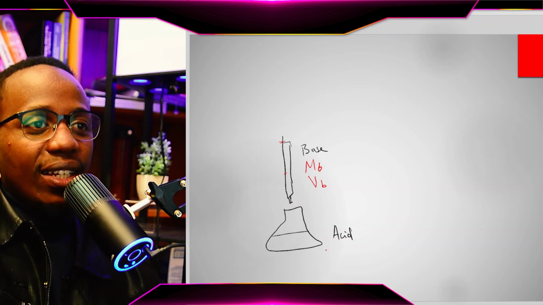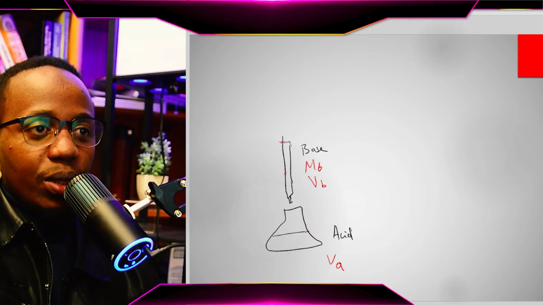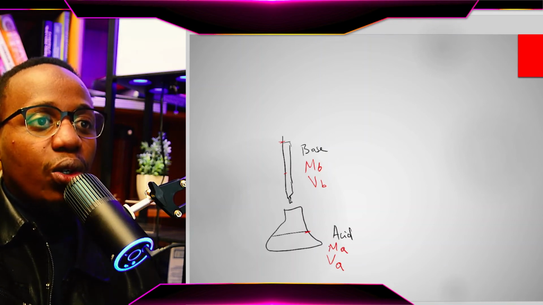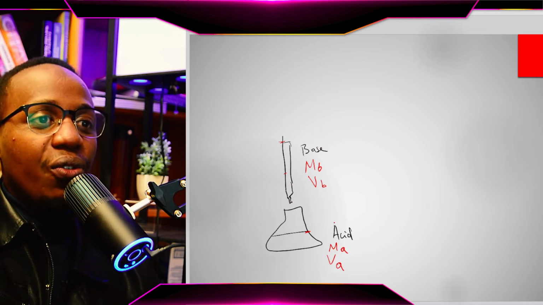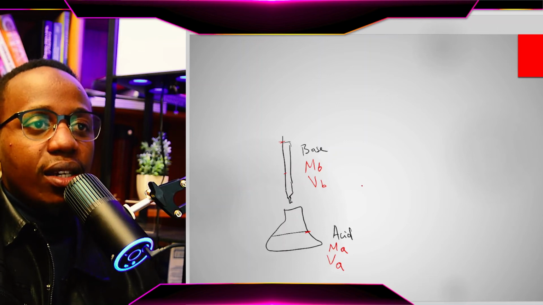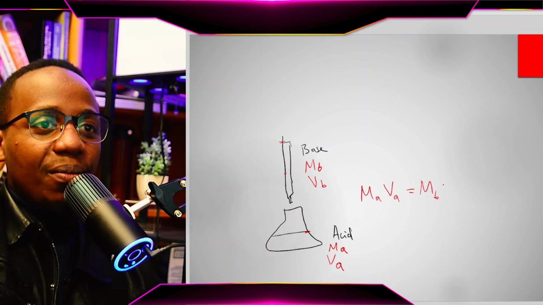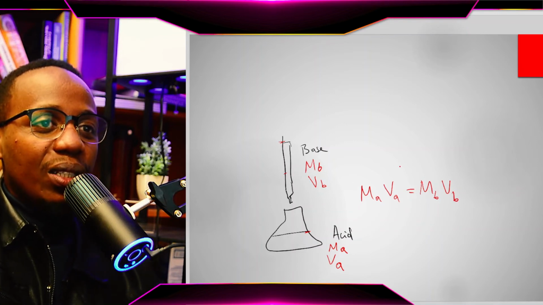And then what about the acid? The volume of the acid we know because, well, that's what we started with. The concentration of the acid is what we're looking for, because remember, it all started with an unknown concentration of acid, right? So if only there was a way to combine all of this. There is. It's MaVa is equal to MbVb. That's how you solve for this, right?